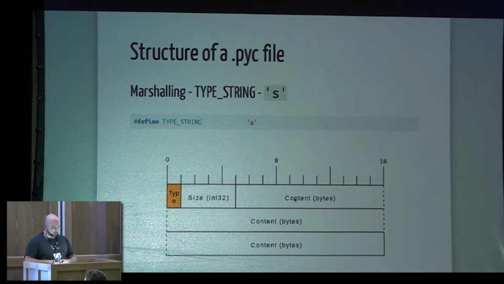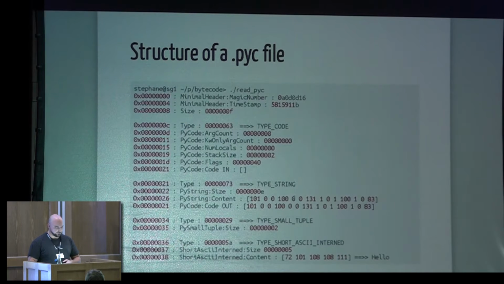So, today, I have developed a small tool to explain the content of an a.pyc file. You can see on the left the offset in the file and the value. You have the minimal header: the timestamp, the magic number, and of course the size. For the next offset, you have the type of the next part of the file. In this case, that's just the type code.